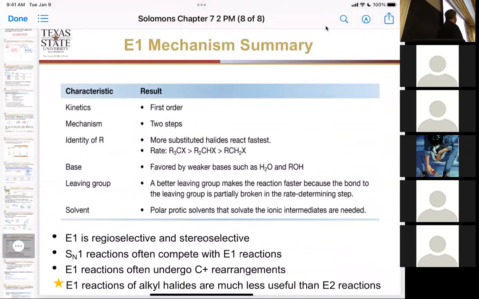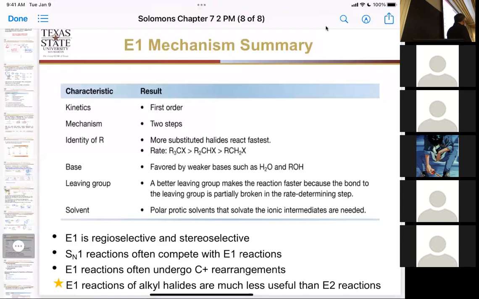Favored by weaker bases, such as water and methanol or alcohols, okay? We don't want the base to be there to pull off the hydrogen at the same time. So we want to use something that's a weak base that won't act as a base until we form the carbocation. Okay. And then the leaving group, the better the leaving group, the better the reaction. That's for all of them. Iodine's always better than the other ones because of that long polarizable bond.